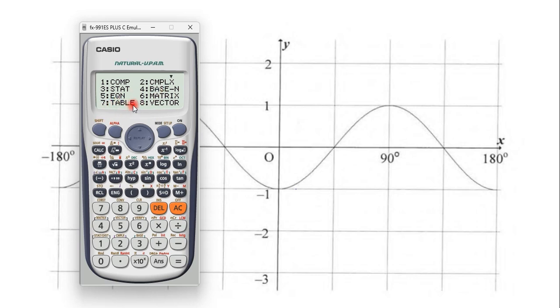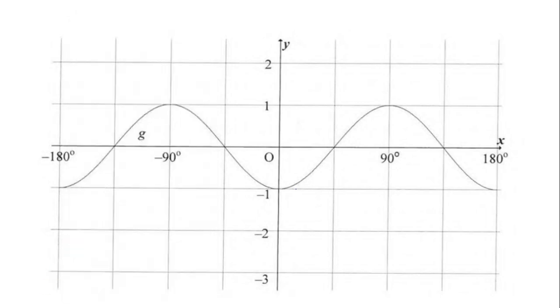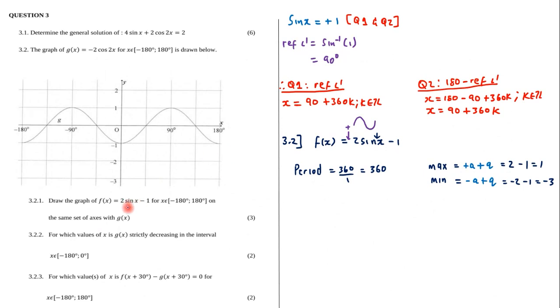Most of the time people get confused with this calculator. With this one you need to look for the option that says table. The other calculators don't have a lot of options like that, but they do have the option that says table. Look at the number next to that table, then press that one. You should get something written as f of x. Now the formula, go back to the formula, it is 2 sine x minus 1.